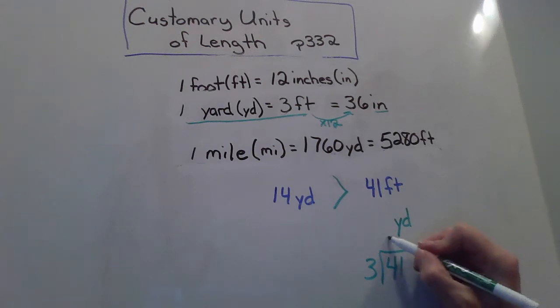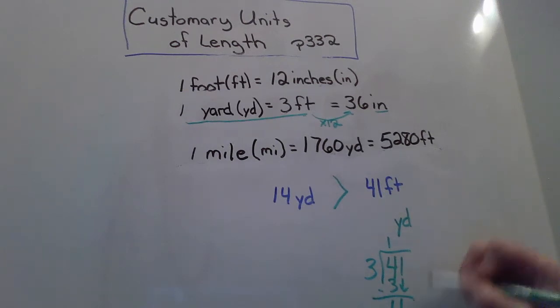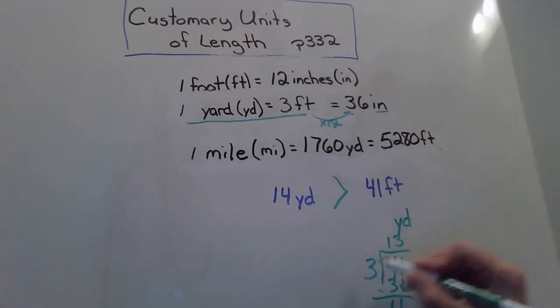So 3 goes into 4 once. 1 times 3 is 3. You subtract, bring down the 1. 3 goes into 11 3 times. 3 times 3 is 9. You subtract, and you get 2.